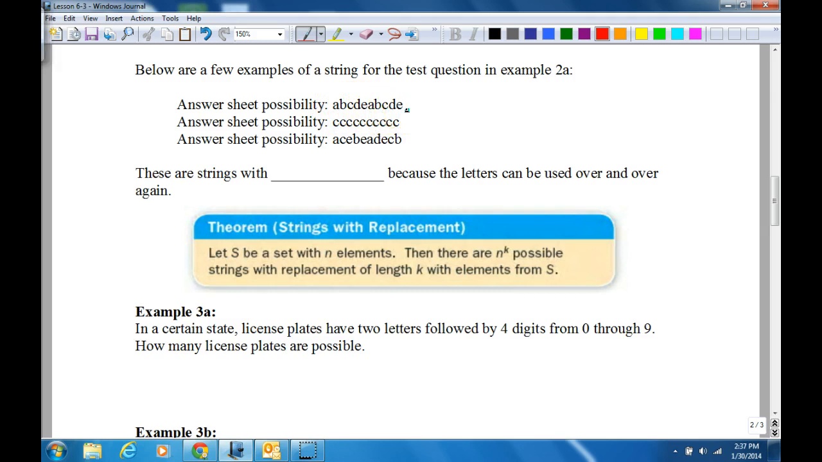These strings are with replacement. So if you use A, can you use A again? Yeah. That's what it means by with replacement. So A is still an option for the rest of the questions. Okay? It's kind of like if you have a bag full of chips, and you pull out a Ruffles and you don't eat it and you put it back in the bag, that's with replacement. Okay? No one would ever put a Ruffles back in the bag. I guarantee you I would eat my Ruffles.